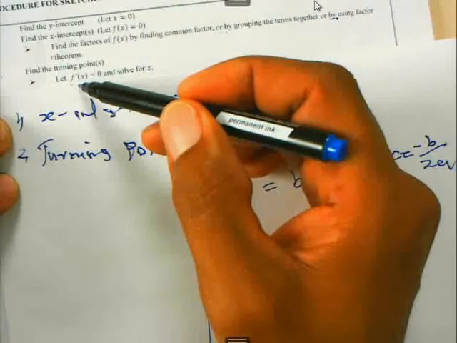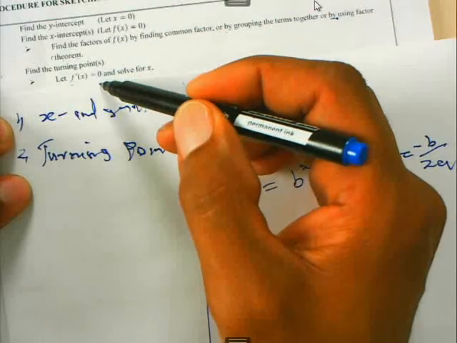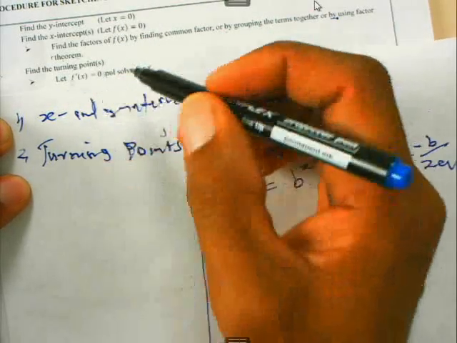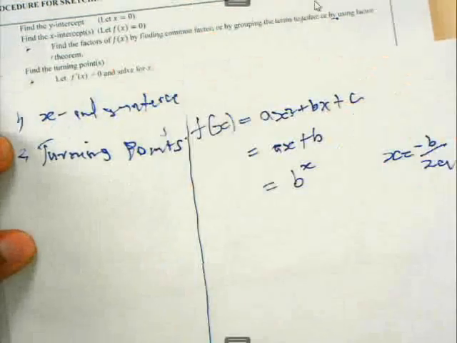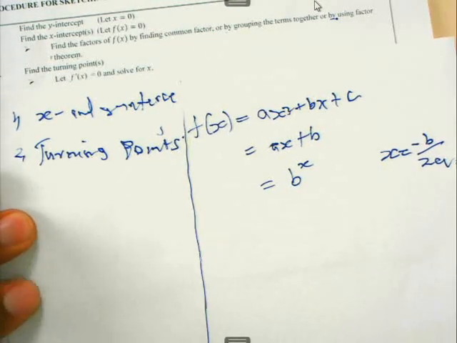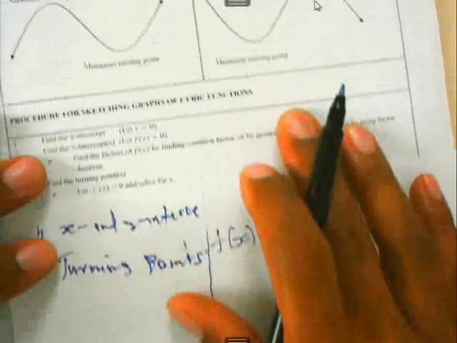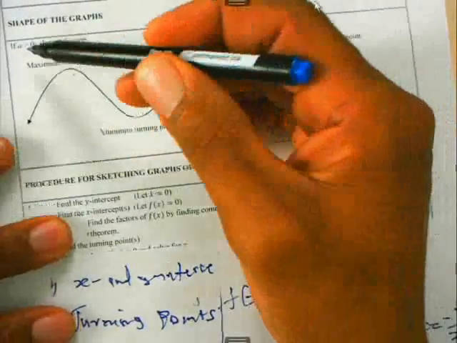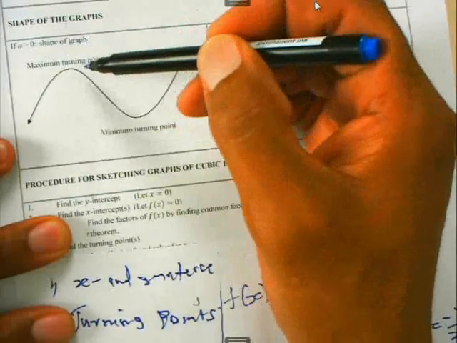And then once you have that derivative, you let the derivative be 0. I know one will say that, but why do you let the derivative be 0? Of course, you remember that, like I said earlier on, if a is greater than 0, we are going to have the maximum turning points.